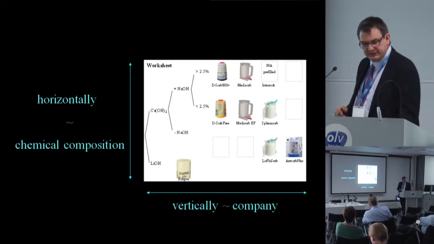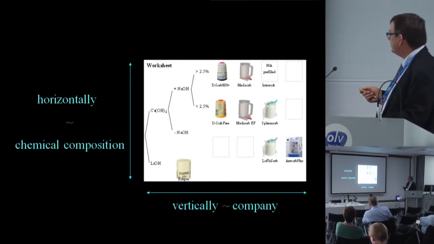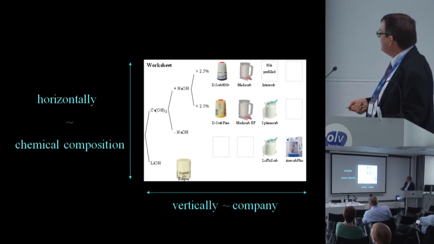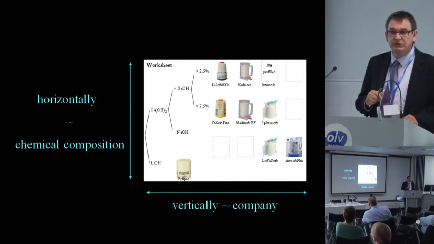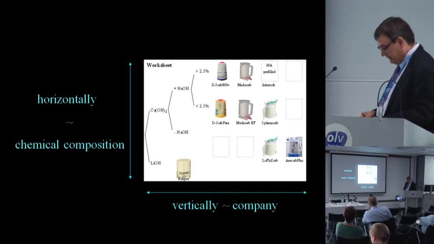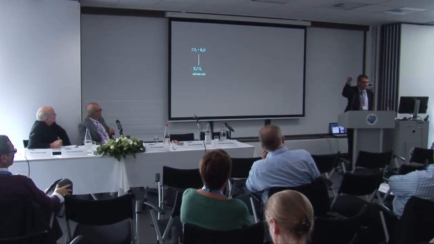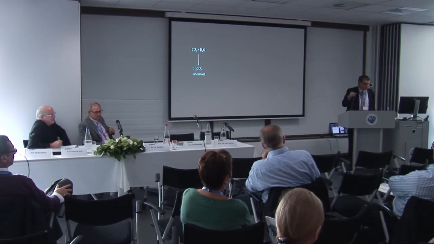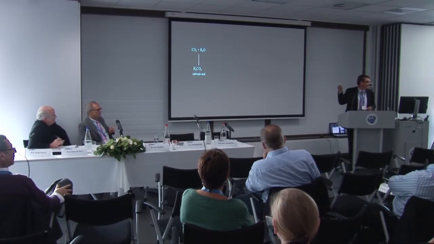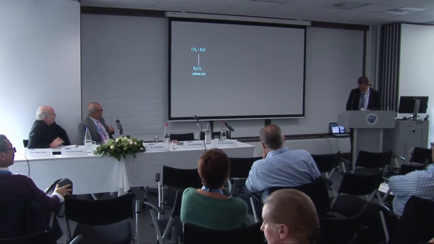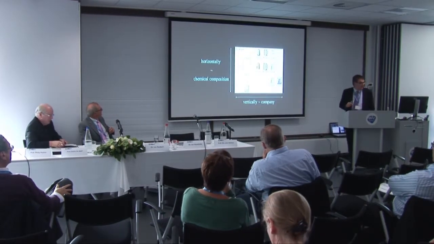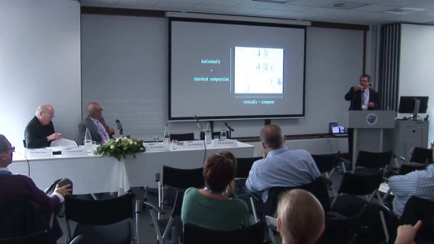Okay, now how to make sense out of these canisters? Well, this is the way I approach it. I'm organizing them horizontally according to their chemical composition and vertically according to the manufacturer. Have you gotten the paper I asked to distribute? I just gave it to you to make it easier to follow. There's a white sheet with all the canisters on there.